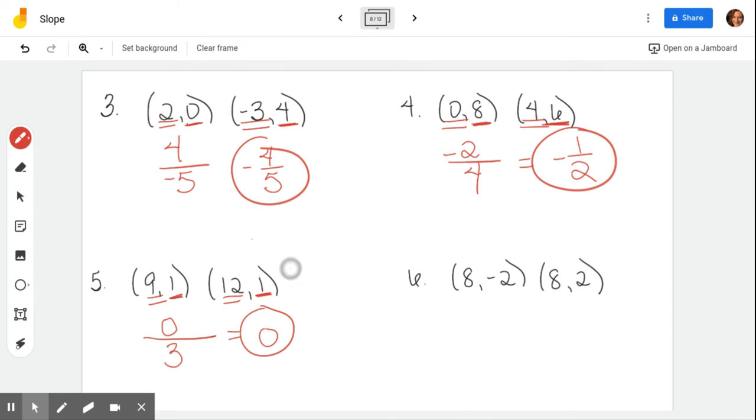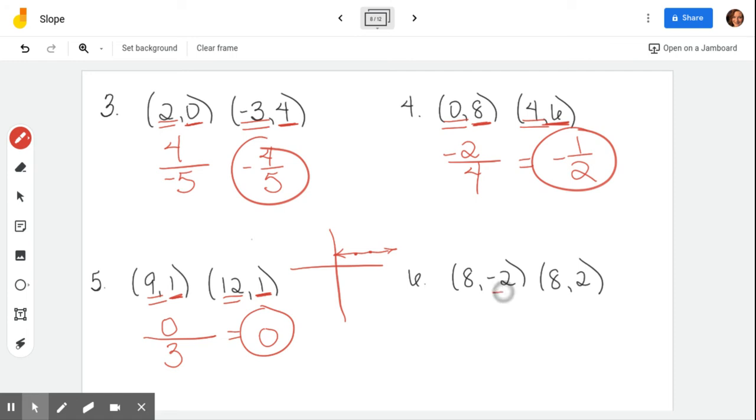So it has a slope. If I plotted those points, 9, 1 is like here somewhere, 12, 1 is here somewhere. It's a horizontal line because there is no rise. It runs over side to side, but it never rises or falls. So a horizontal line makes 0 on top, gives you 0 for an answer. Let's look at the next one.